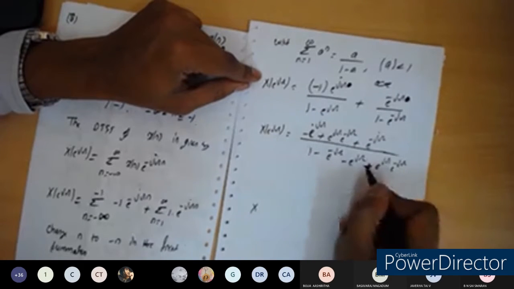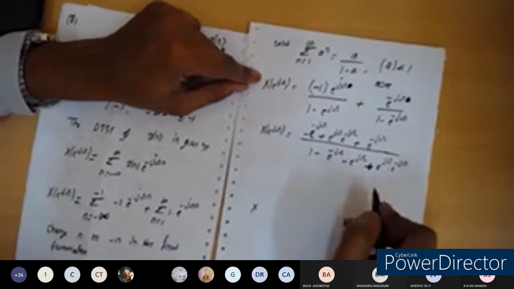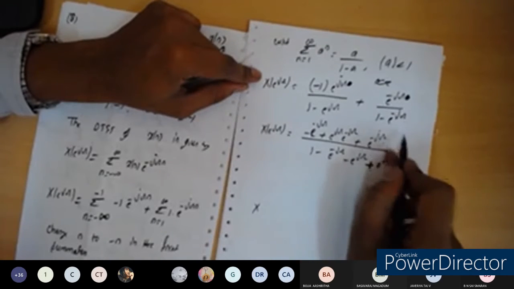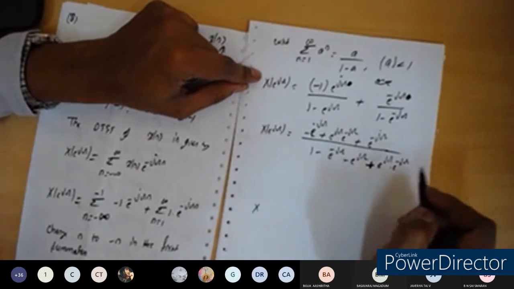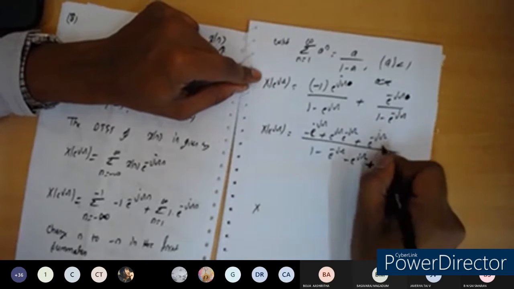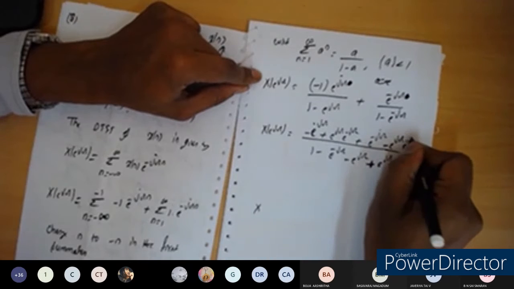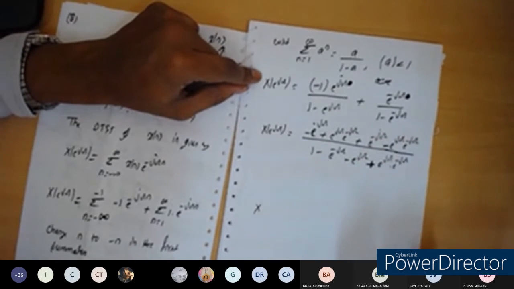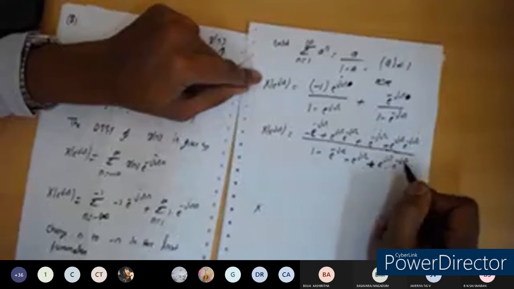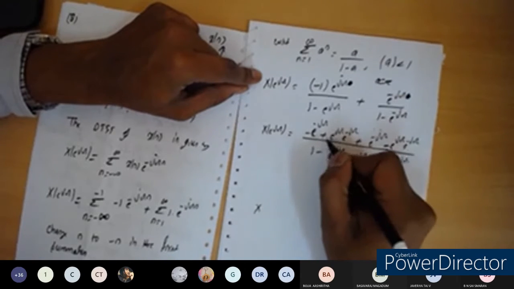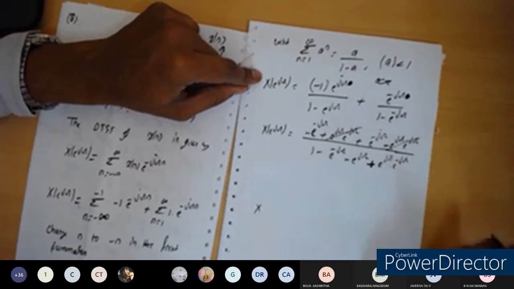So that's why you should make note of the sign of this one, otherwise the problem will go wrong. Be careful when you are multiplying the minus and plus signs. Next one is minus into minus e to the power of j omega, e to the power of minus j omega. So these terms will become 1, plus 1 minus 1 will get cancelled here.